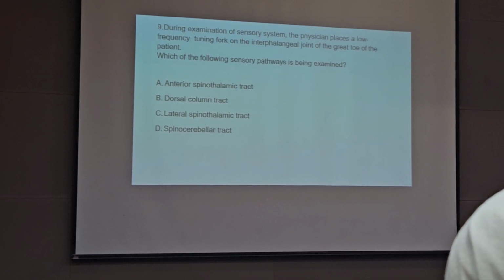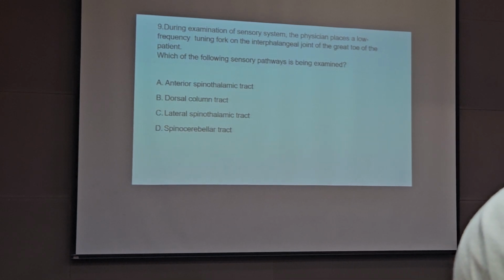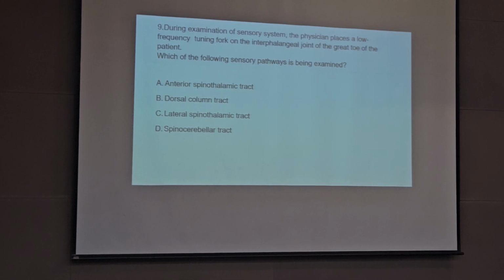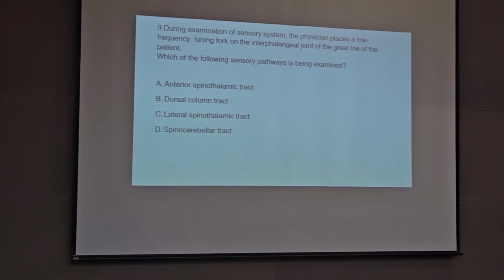So go back to the question. A tuning fork is for the vibration test, right? So the pathway assessed will be the DCML, dorsal column: vibration and proprioception.